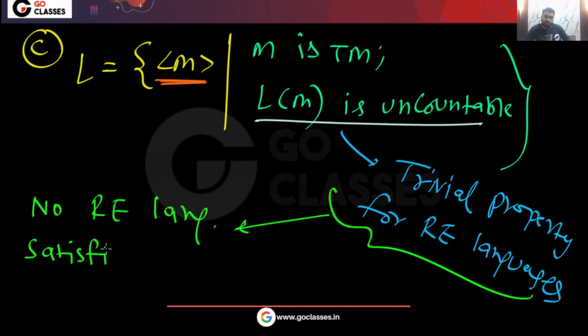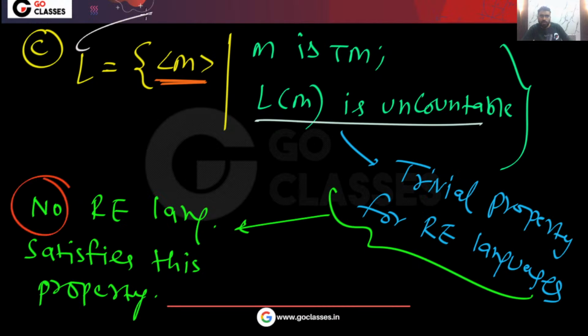No RE language satisfies this property, because every RE language is basically countable. So no RE language will satisfy this. Yes or no? So that is the reason this is a trivial property. So this is decidable. Okay, option C is decidable.